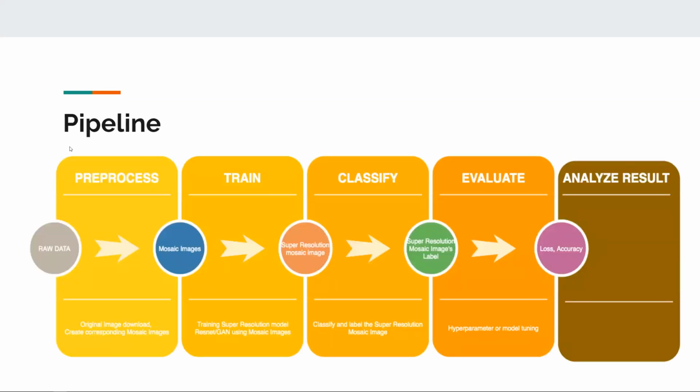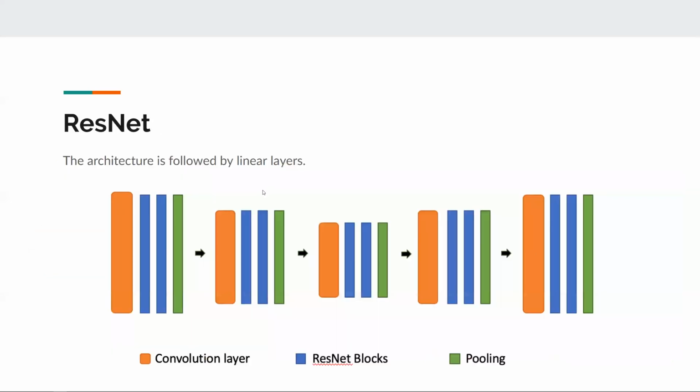As shown in the slides, similar to typical deep learning problems, our pipeline includes pre-process, train, classify, evaluate, and analyze steps. For the most interesting part, training, we tried two different approaches, ResNet plus UNet and super resolution GAN. For ResNet plus UNet, this approach can be divided into two parts. First, use a ResNet to generate a super resolution image from a mosaic image by first reducing the image dimension and then increasing the image dimension back to 32 times 32.